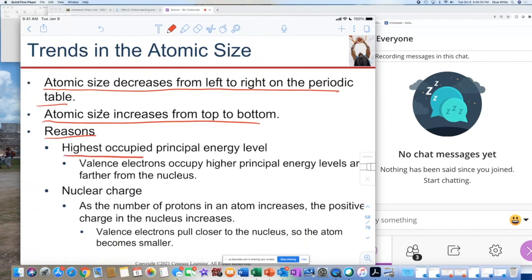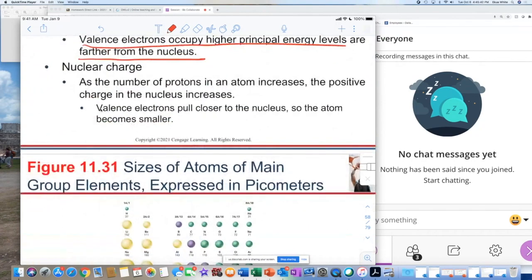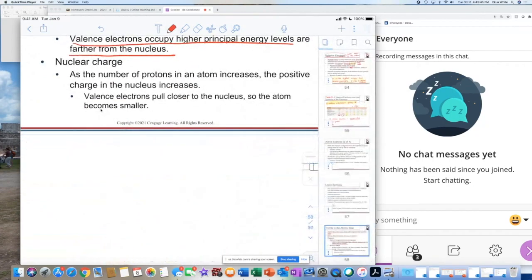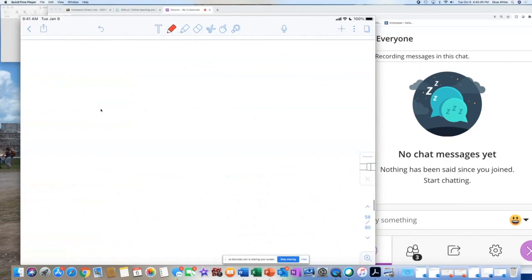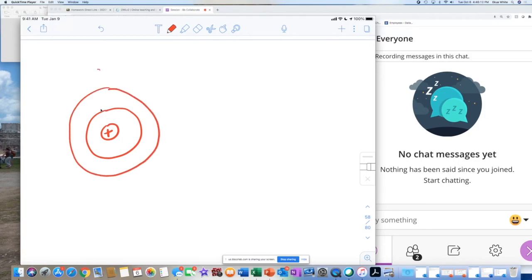The reason is the highest occupied principal energy level. Valence electrons occupy higher principal energy levels farther from the nucleus. Let me try to break this down and make this as simple as I can. We're going back to Bohr's model, because even though we said his model was overly simplistic and didn't explain a lot of things, when it comes to teaching chemistry, it's a lot easier to teach from Bohr's model than from the quantum mechanical model. So let's use Bohr's model here. He says we have a positive nucleus and different energy levels. We won't use the term orbit, because we concluded that wasn't correct.